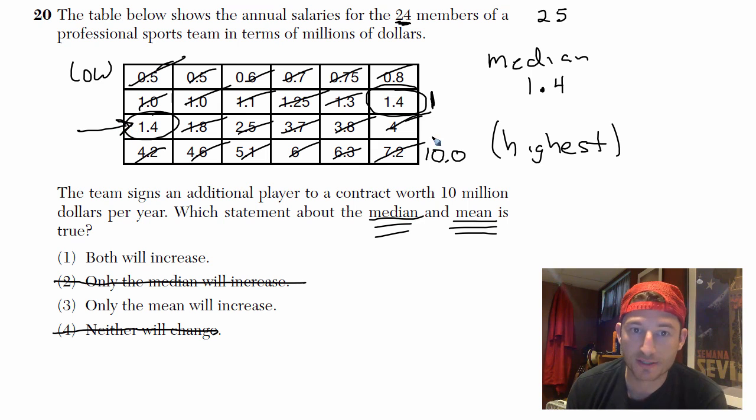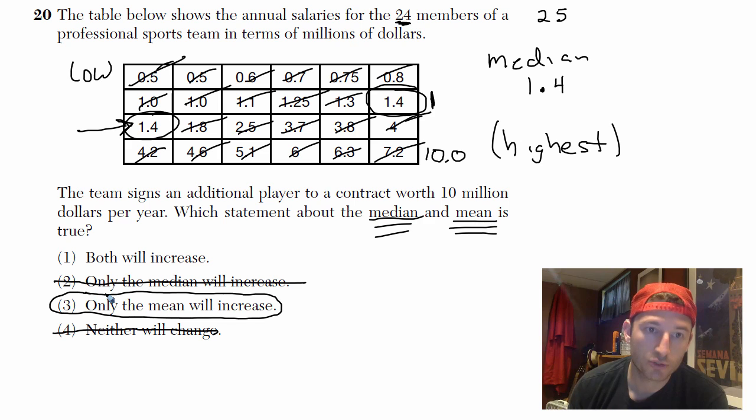If I did this whole knocking numbers off, when you add another number to the right here, the median is going to get shifted, I'm pretty sure, to the right. But even if it didn't, and it got shifted to the left, both numbers are 1.4. So actually, the only thing that increases is the average. Choice 3. That's it. That's a tough one.